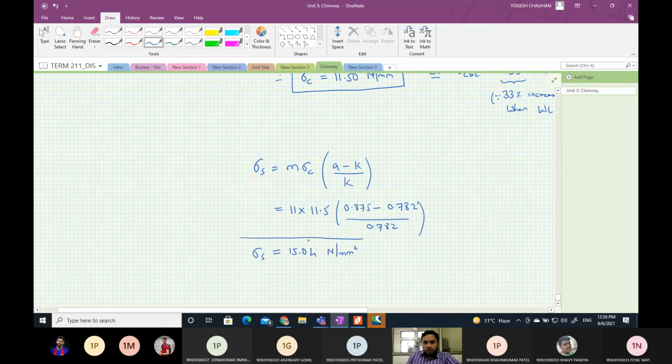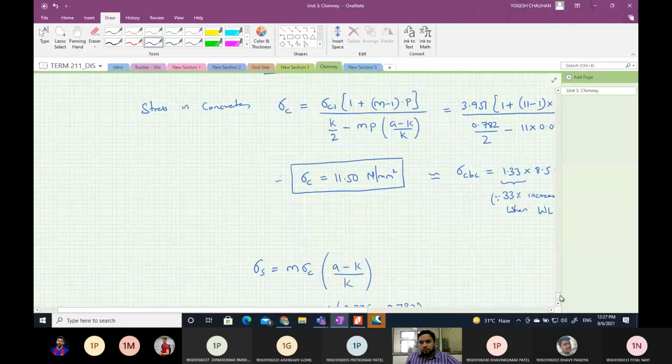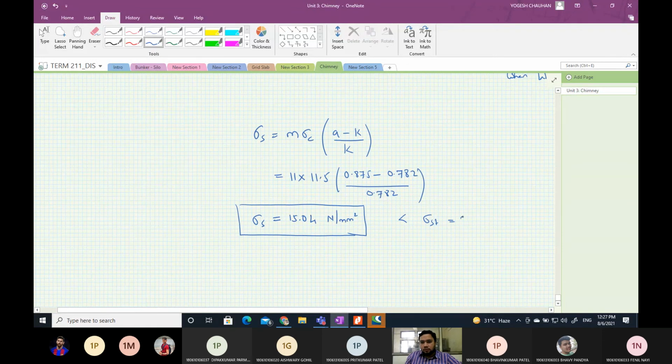Newton per mm square. Again, this is less than sigma st of 230 Newton per mm square. So it is okay.